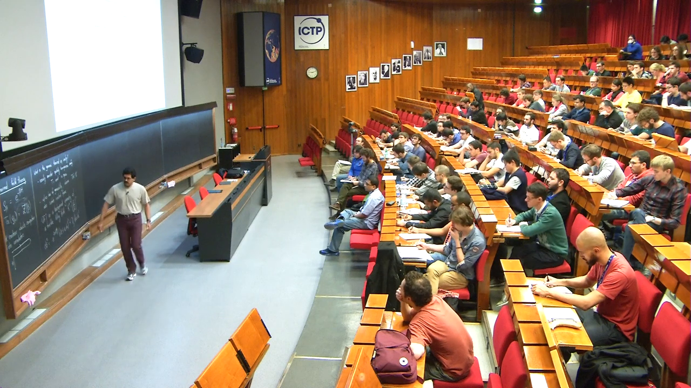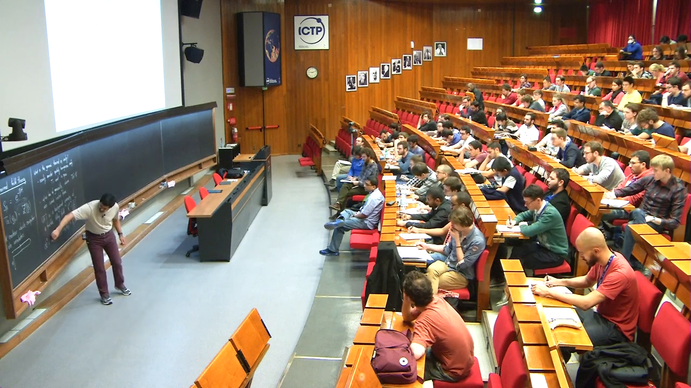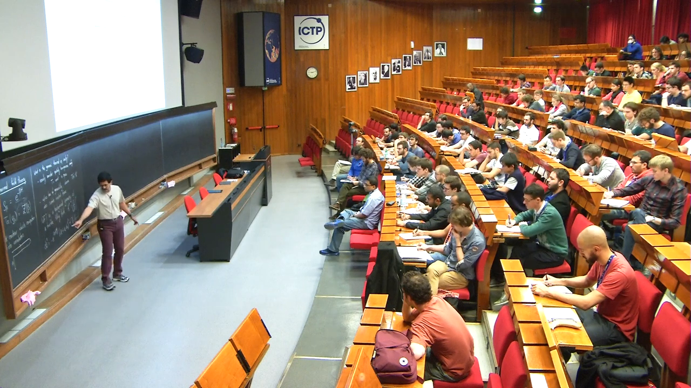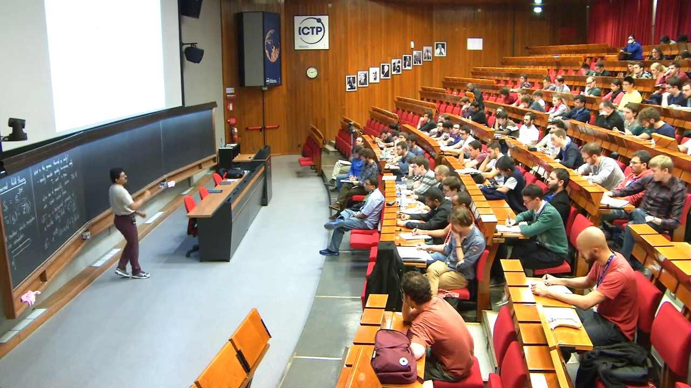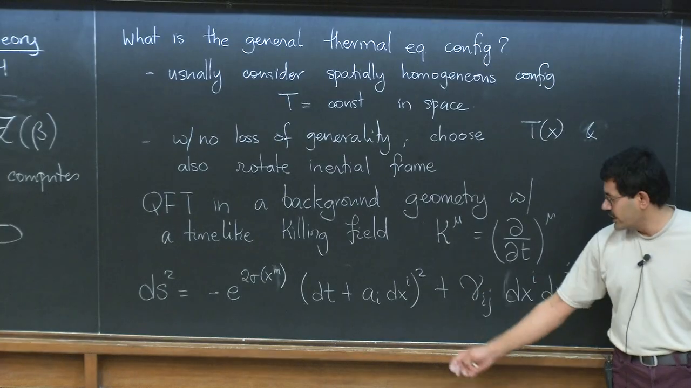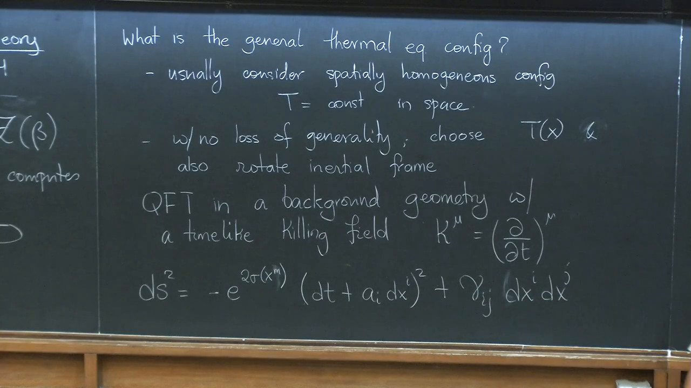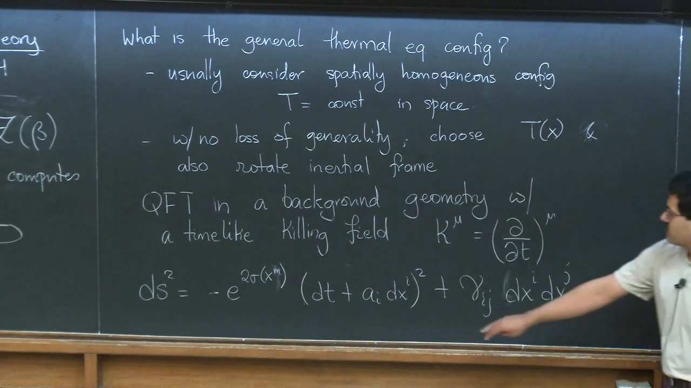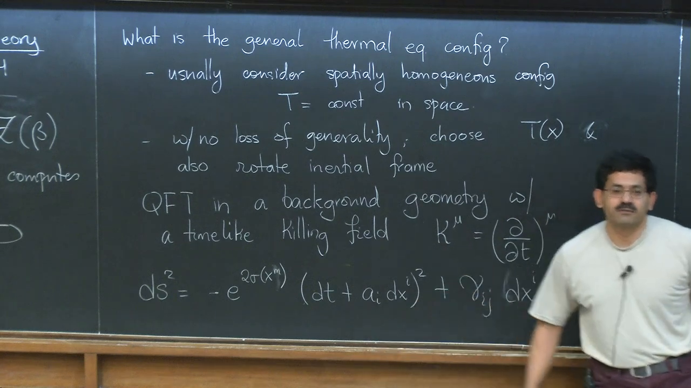And I have written down a Lorentz signature metric here. The main difference is that this time coordinate torques around as you go around in space. It's a stationary Killing field, not a static Killing field. And you have spatial dependence in A's, sigmas, and gammas. Okay, the local temperature is set in terms of this prefactor sigma, but the local inertial frame choice cares about this A_i.